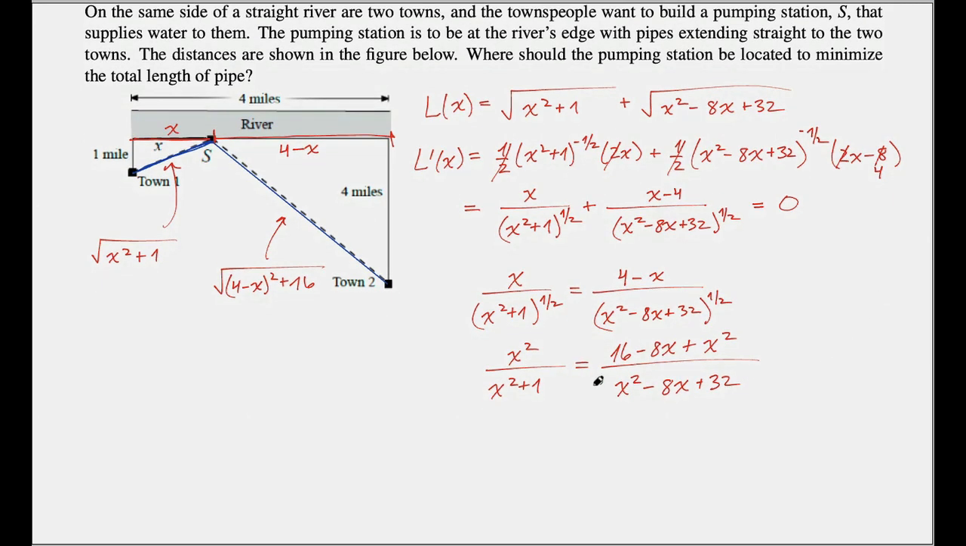And it's going to take a little bit of algebra to do that. So, cross multiplying, I take x squared times all that down there. It gives me x to the 4th minus 8x cubed plus 32x squared. And then equals multiplying this thing by x squared plus 1.